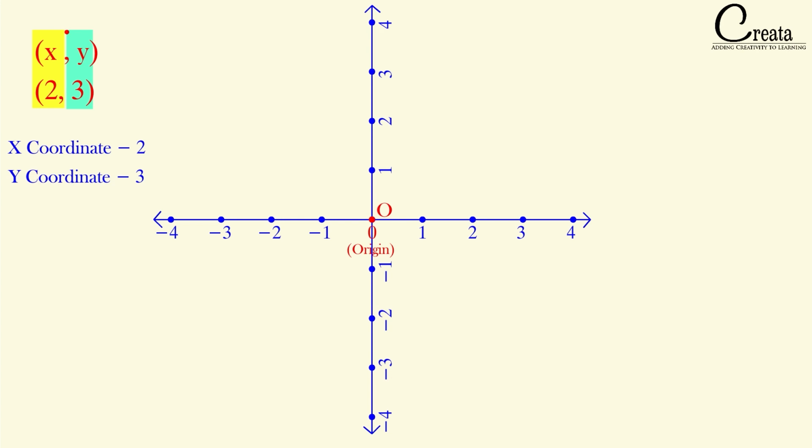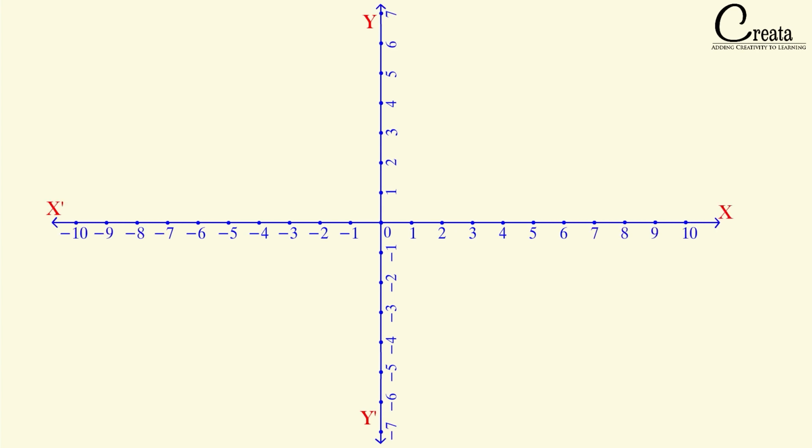Let's try to locate some points. For example, we have one point on the xy plane. We have to find the location of this point. Location means what its x coordinate is and what its y coordinate is. How will we do that? We will draw perpendicular lines toward the x-axis and y-axis from this point.